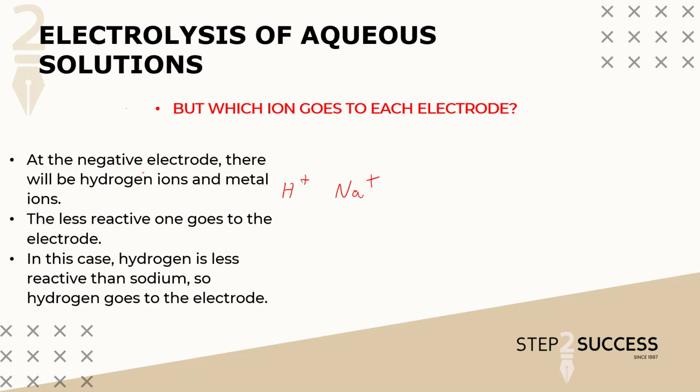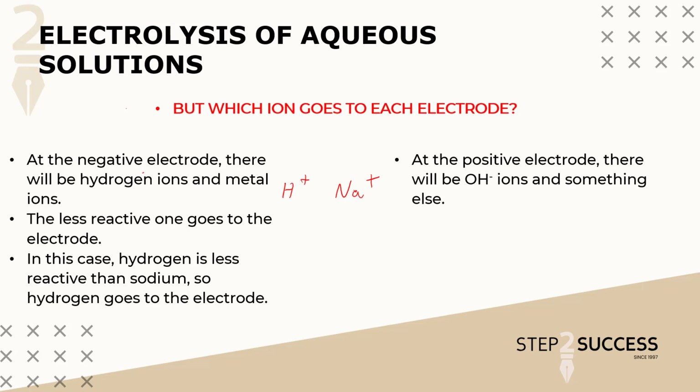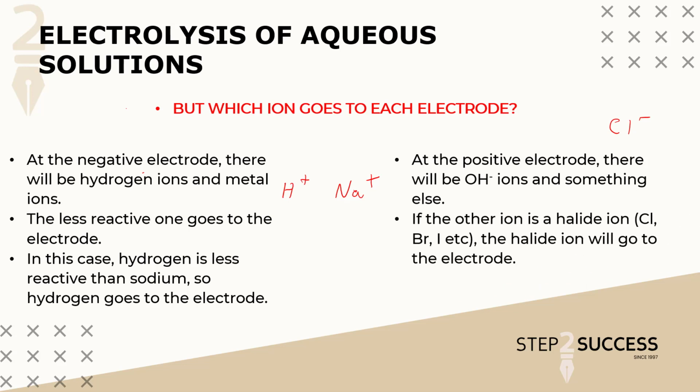So what about the negative side? At the positive electrode, where the negative ions go, there will be OH- ions and something else. So in the chlorine example that we're going to do, the sodium chloride example, there will be Cl- ions there as well. If the other ion is what we call a halide ion, so Cl minus or Br minus or I minus, as we sort of saw, then that's the one that goes to the electrode. So in this particular scenario, when there's Cl minus and OH minus, the Cl will go to the electrode because it's one of those group 7 halide ions. If not, if there's something else in there, then the OH minus ions will go to the electrode.